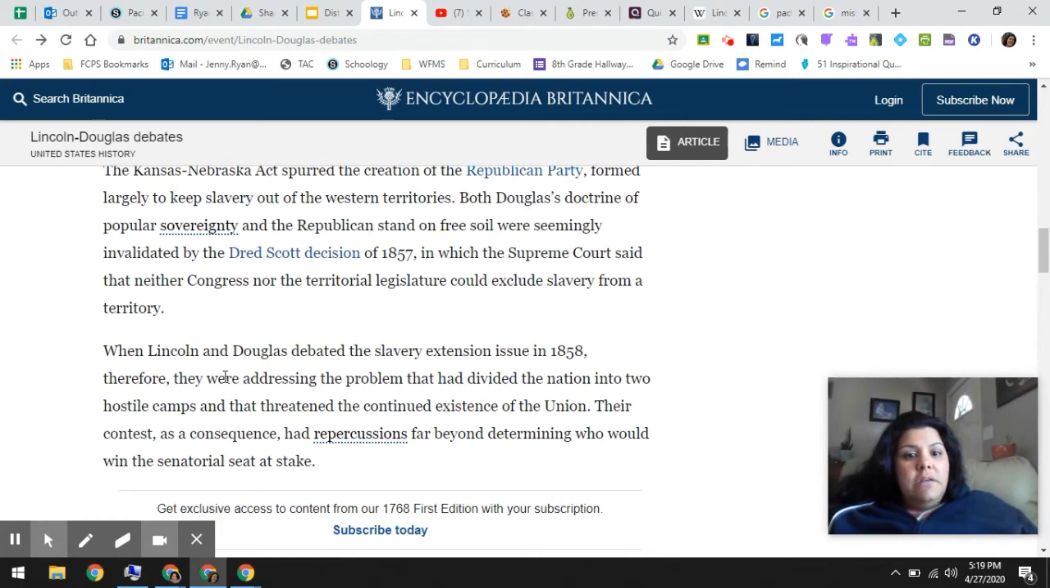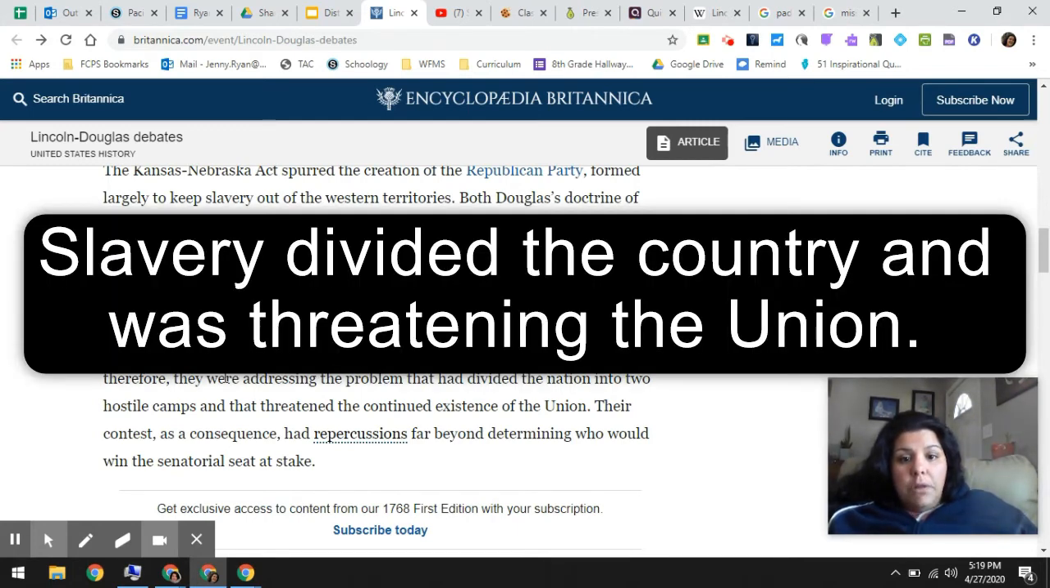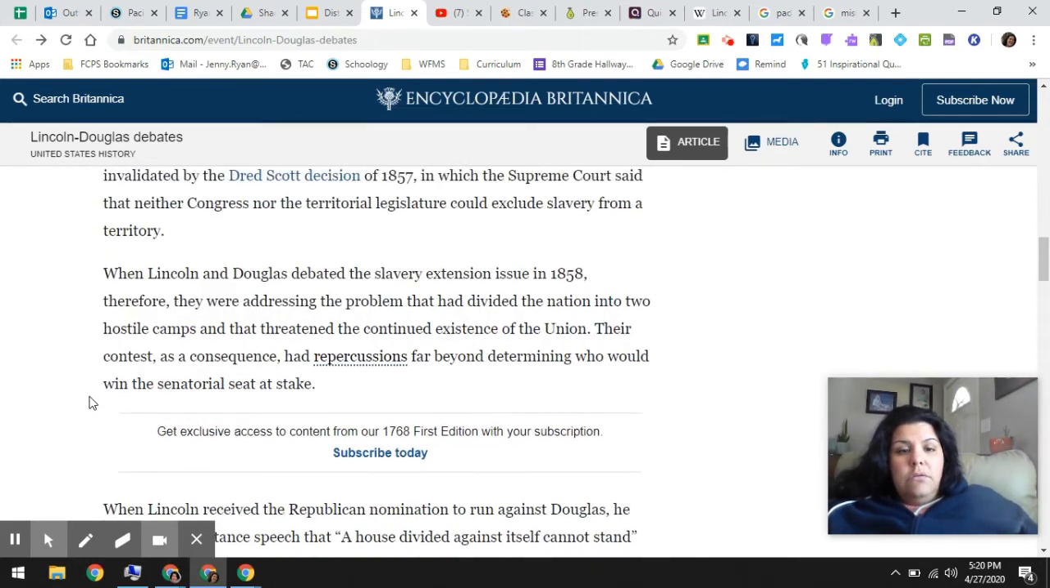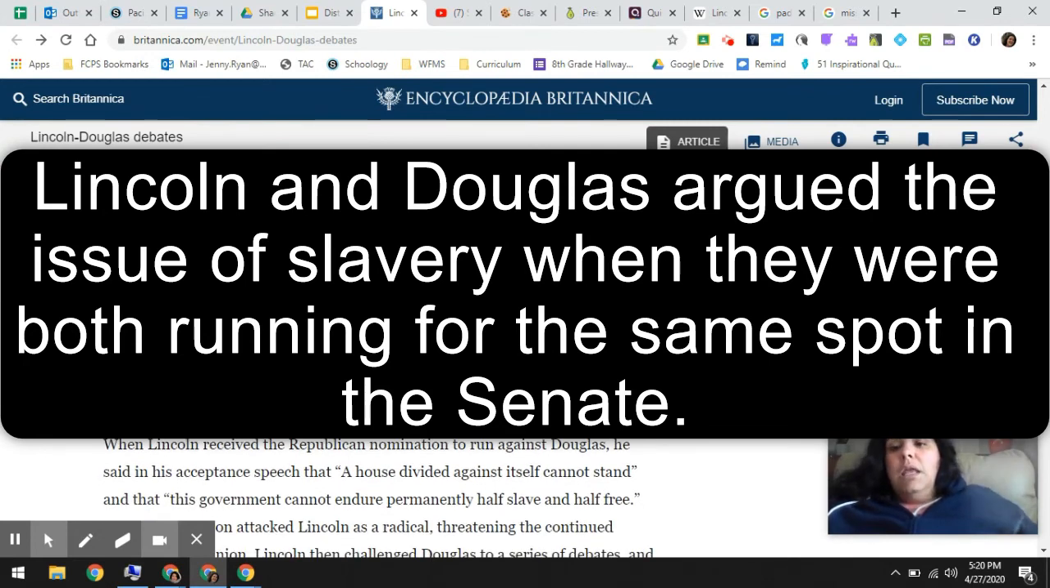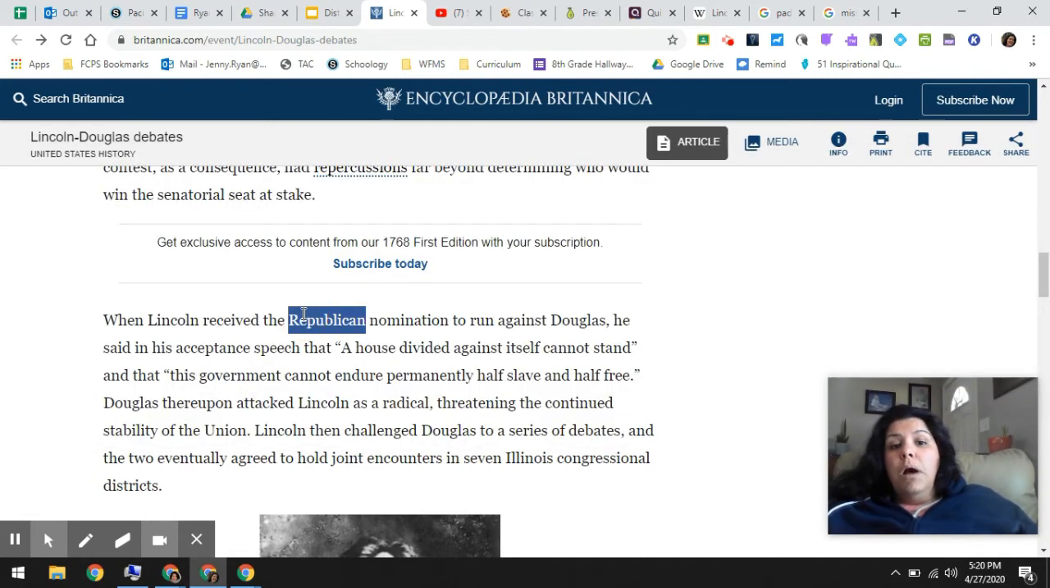When Lincoln and Douglas debated the slavery extension issue in 1858, therefore, they were addressing the problem that had divided the nation into two hostile camps and that threatened the continued existence of the Union. Their contest, as a consequence, had repercussions far beyond determining who would win the senatorial seat at stake. So what that's saying is they argued about whether or not slavery should be legal in the new territories. And even though Stephen Douglas did win, he did become the senator, Abraham Lincoln made a name for himself, and he became a very important person in the Republican Party.